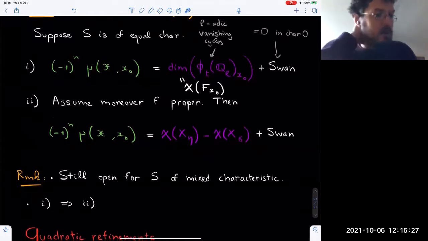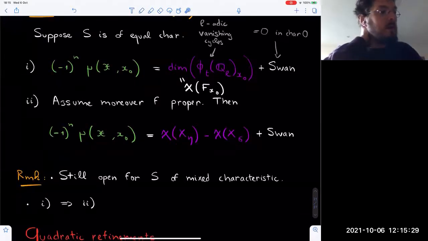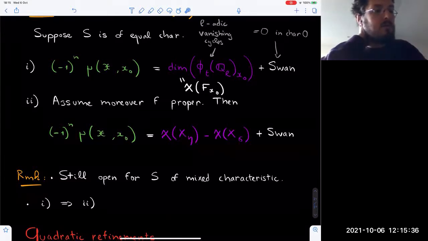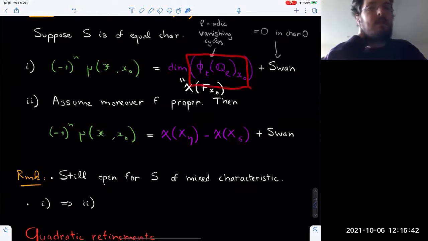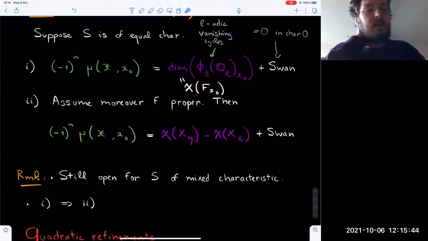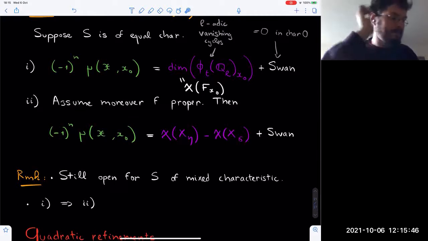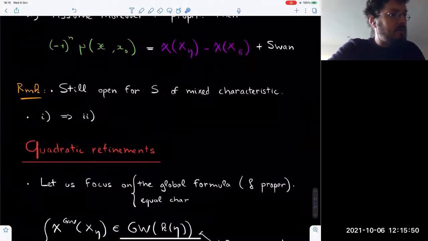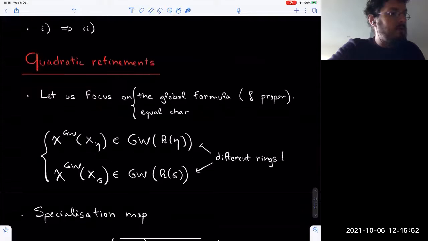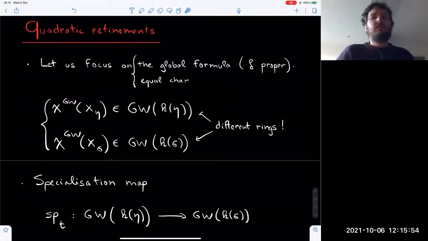And so there are this local and global formula, but in fact the local one implies the global one essentially by push forward to the base. A basic property of these vanishing cycles is that they commute with proper push forward, and that basically implies this. Okay, so now we would like to understand the possible quadratic refinements of this situation.